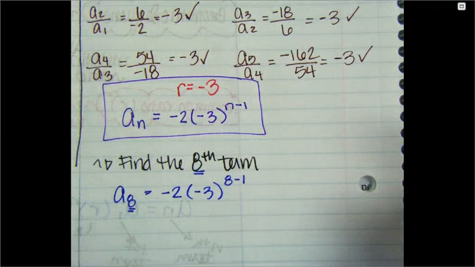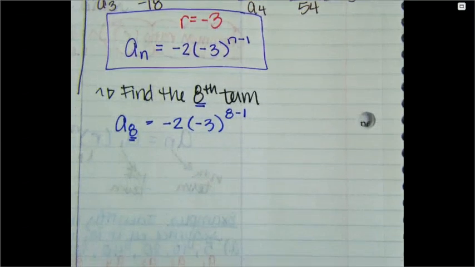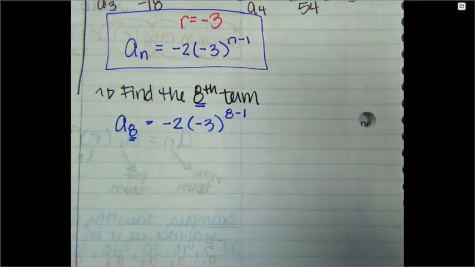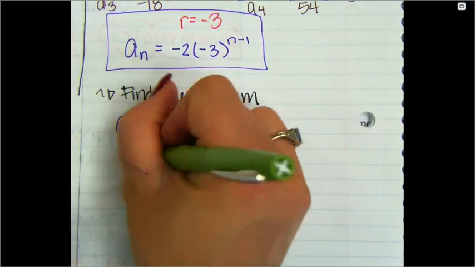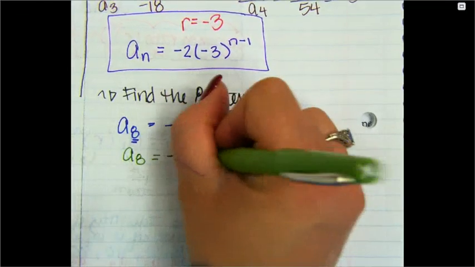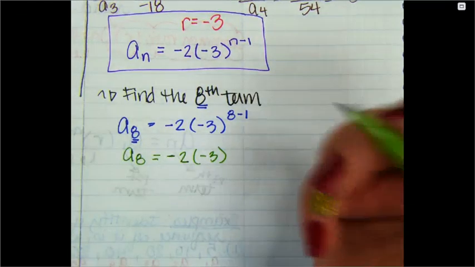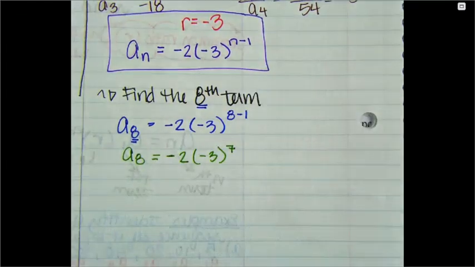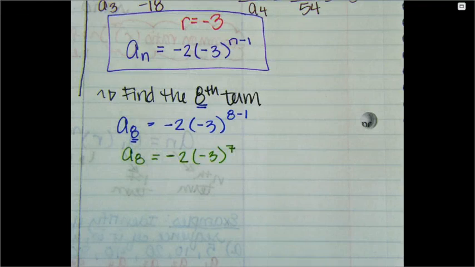I know, mind blown. And then I'm going to get a sub 8 equals negative 2 times negative 3 to what power? 7. I want you to grab a calculator. Grab one for someone else too, please.